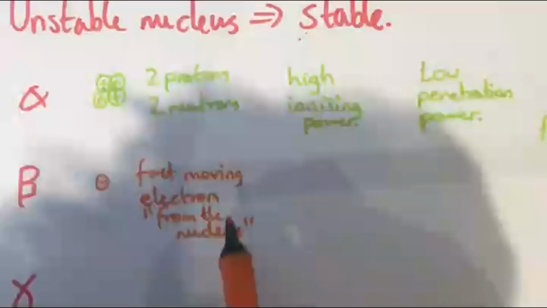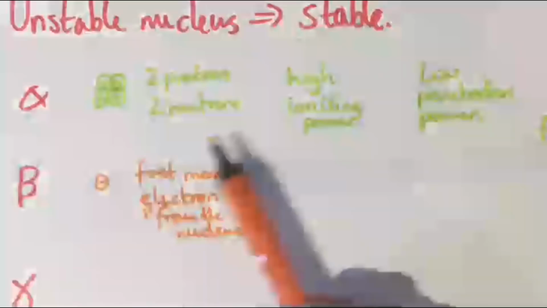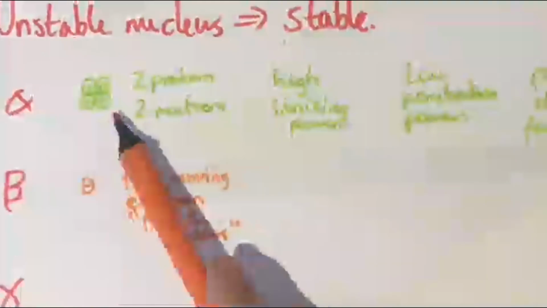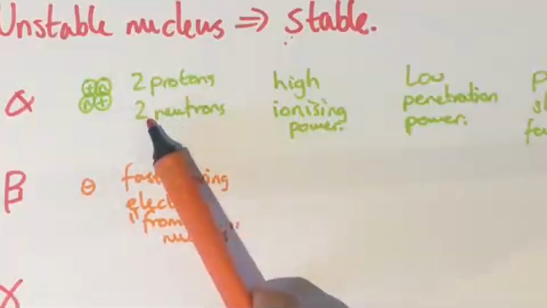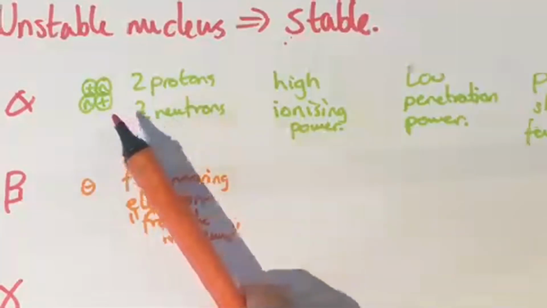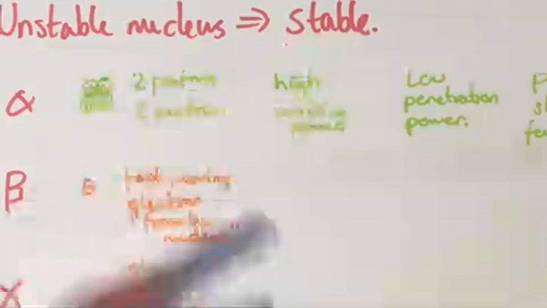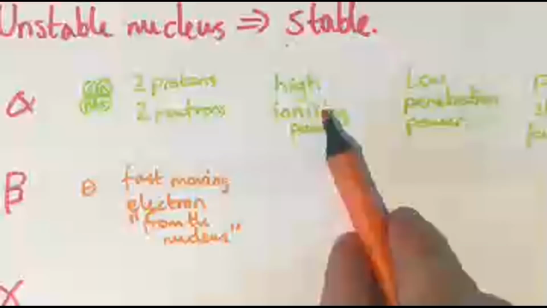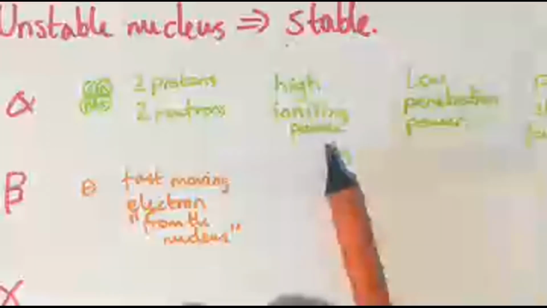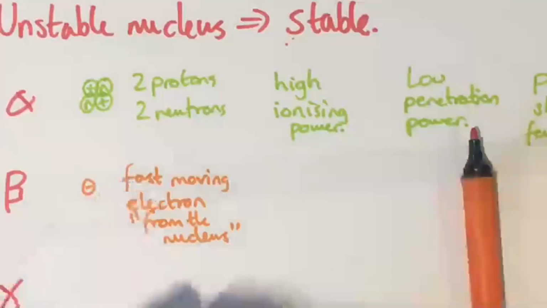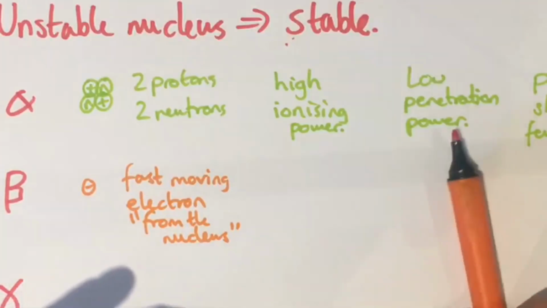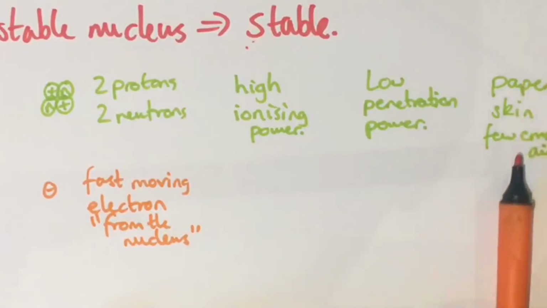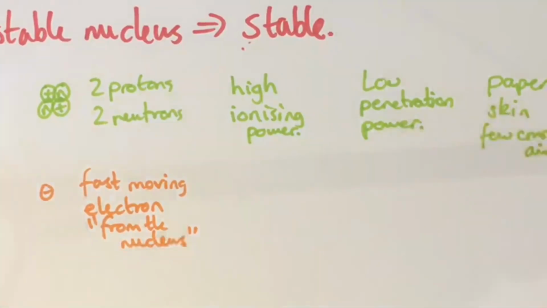So it's a fast-moving electron from the nucleus. Let's quickly recap. Alpha is 2 protons, 2 neutrons, also known as a helium nucleus. You've got a real fat nucleus, and it breaks apart to calm itself down. It has high ionizing power, because if someone who's really big runs into you, it hurts. Okay, so it's easily stopped by paper, skin, or a few centimeters of air.